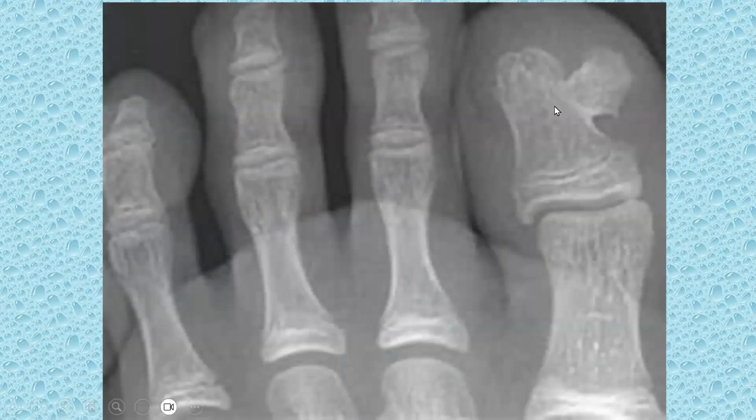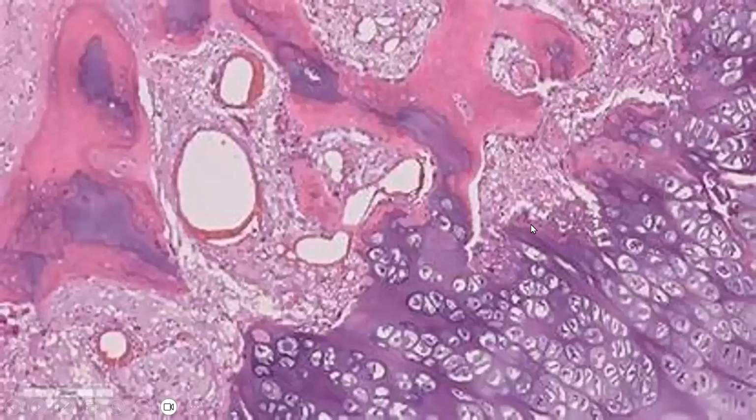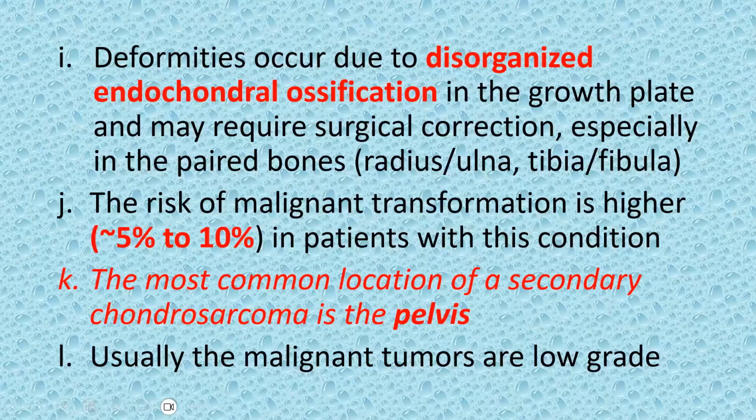This one, he has the lesion in the subungual area. They have growth plates, and these continue to grow. And if they grow after maturity and they don't arrest, then you should worry about them, because malignant transformation over here is higher than usual. Deformities occur due to disorganized endochondral ossification in the growth plate and may require surgical correction, especially in the paired bones, like I showed you, the radius and ulna, the tibia and fibula.